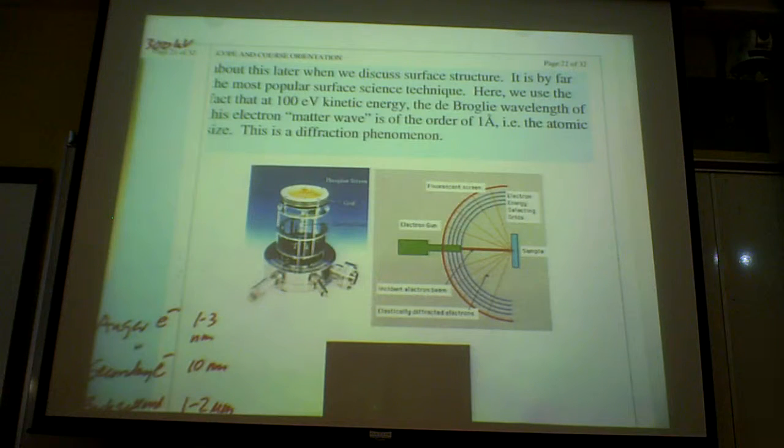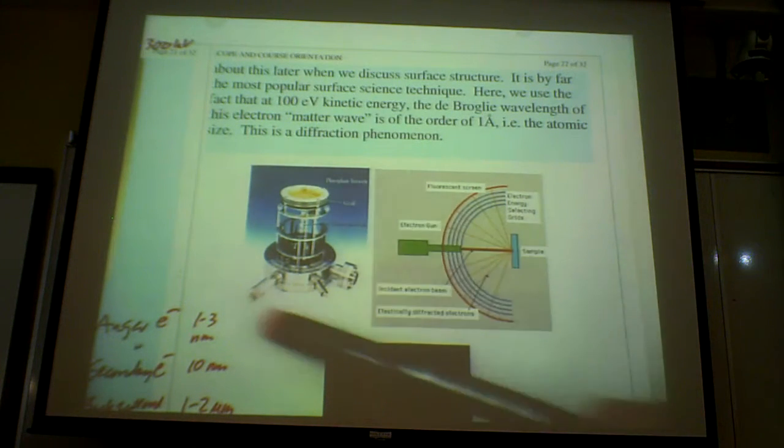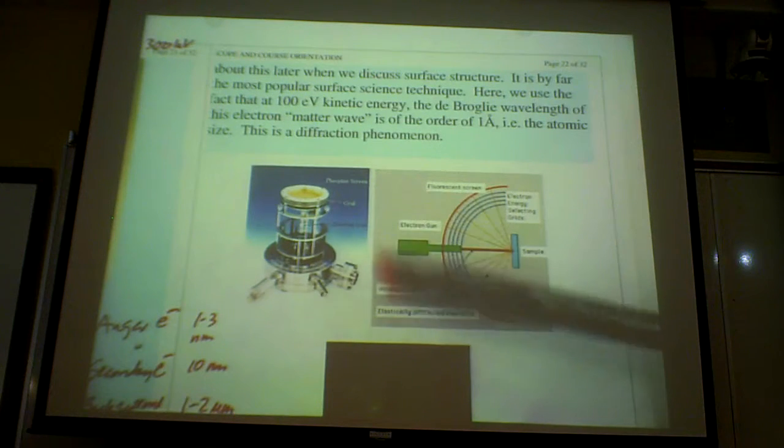So we'll talk a little bit more later about surface structure. This is low energy electron scattering, or low energy electron diffraction, or simply electron diffraction. It is a popular technique. Almost every surface machine will have a device like this. It looks something like this. It's on a flange.